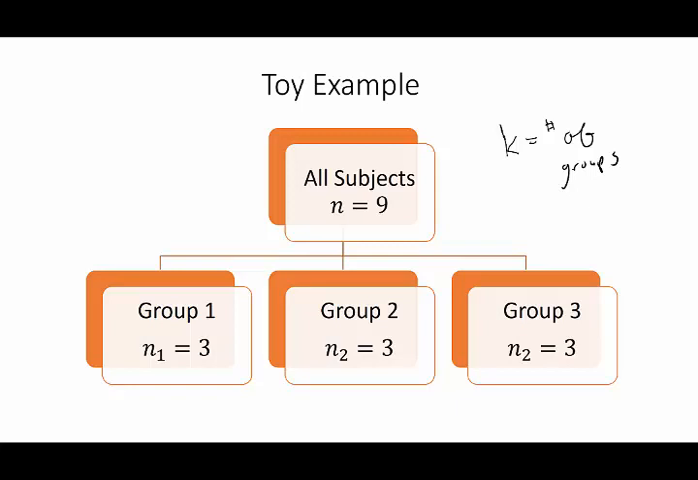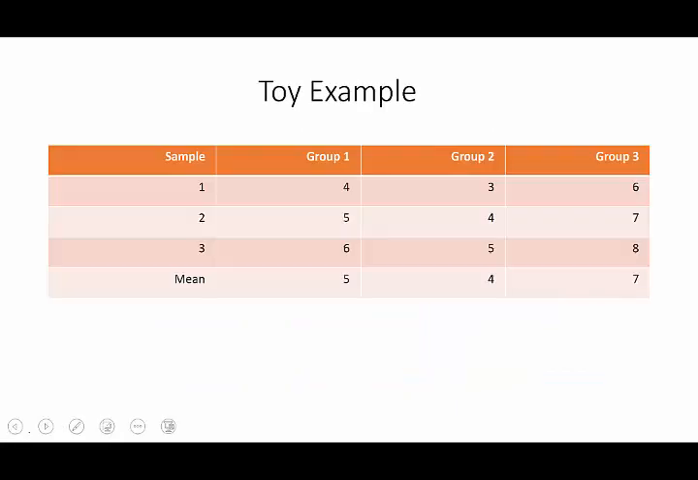Now, let's say that we split them into these 3 treatment groups and we take measurements on each of our subjects, and we end up with data shown in this table here. So those subjects in group 1, there were 3 of them, right? They had scores of 4, 5, and 6, giving their group a mean of 5, right? Group 2 had scores of 3, 4, and 5, giving their group a mean of 4, and group 3 had 3 scores, giving their group a mean of 7.